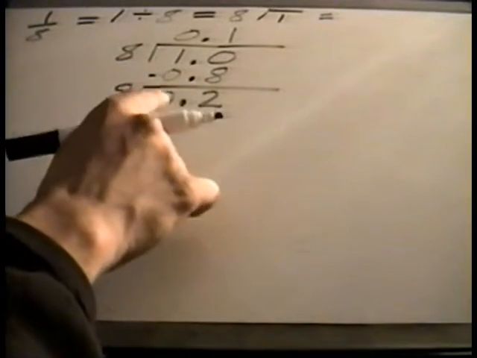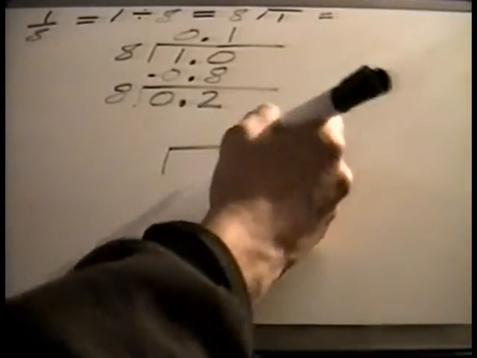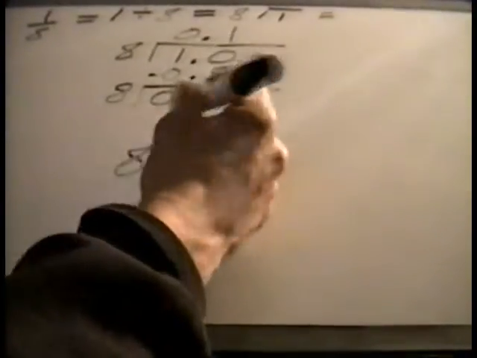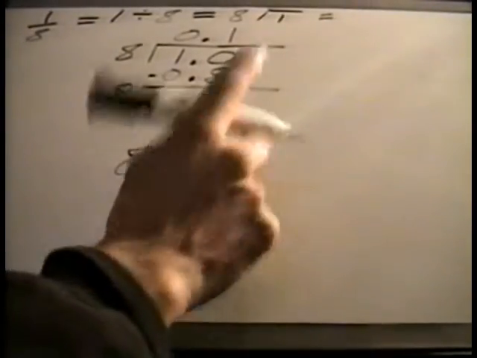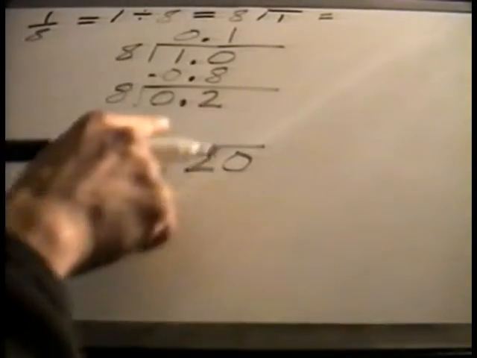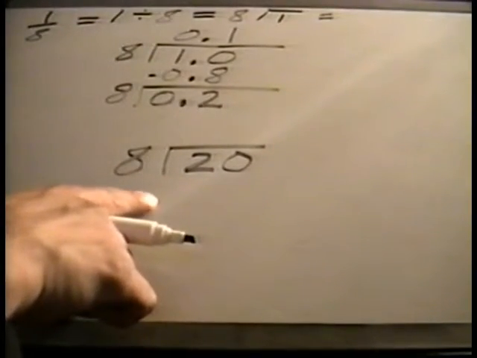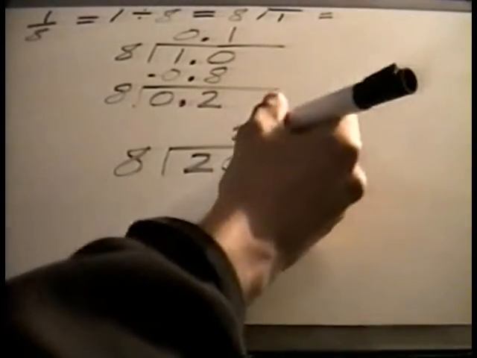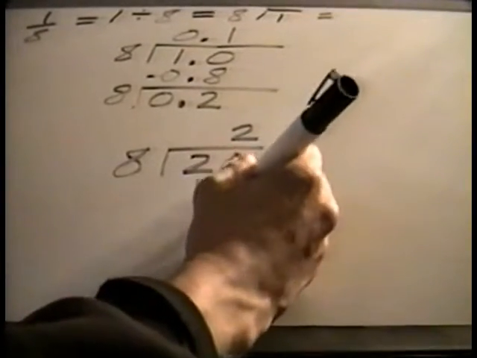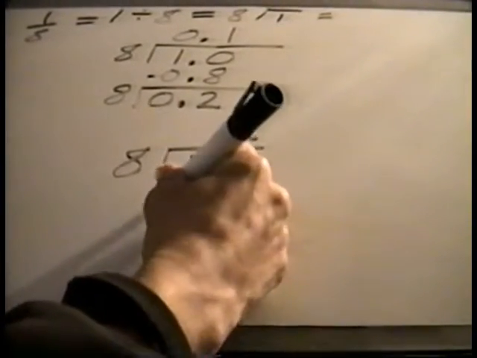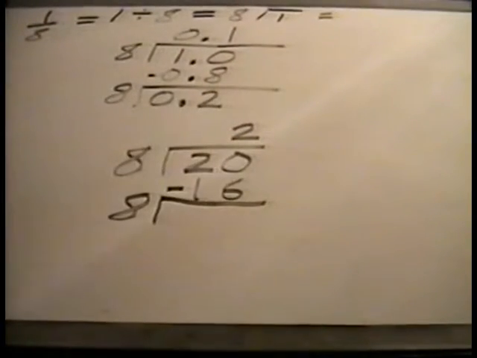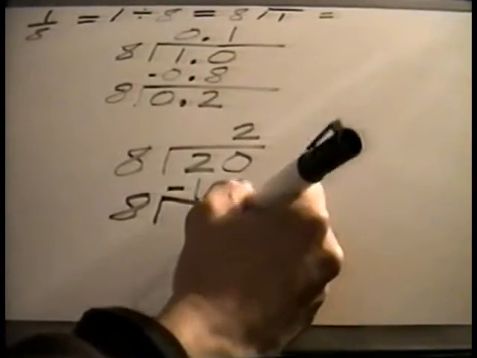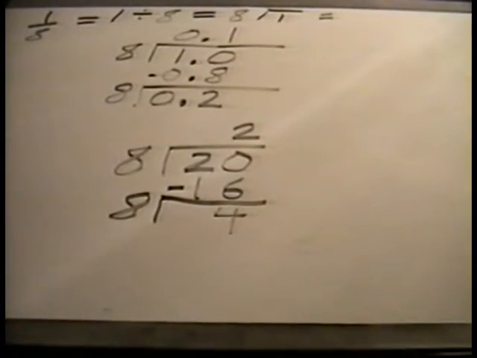Now we have to divide. This 2 becomes our new dividend. We place a 0 next to the 2 and treat that as 20 divided by 8. 8 goes into 20 2 times. 2 times 8 is 16. 20 minus 16 is 4.